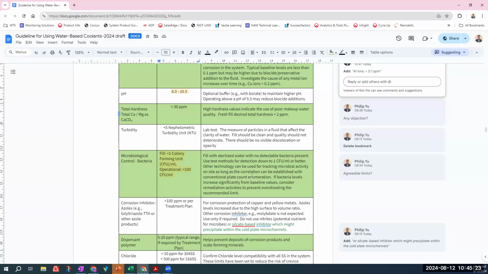Any coolant that has over 1,000 CFU, we recommend that biocide addition, covered in a later section, should be implemented to control biofouling. We have seen that if you don't control biofouling at around 1,000 CFU, bacteria can grow and proliferate up to 10 to the 6 and 10 to the 7. At that time, the microchannels in the cold plate might get biofouling plugging, and it will affect the heat transfer dramatically.